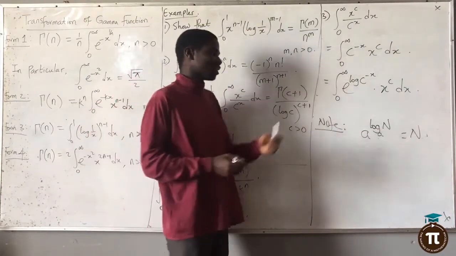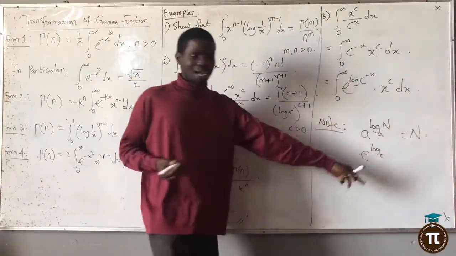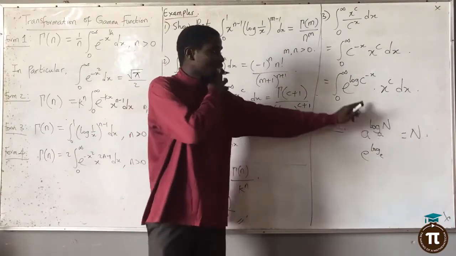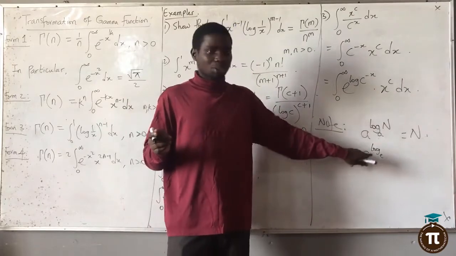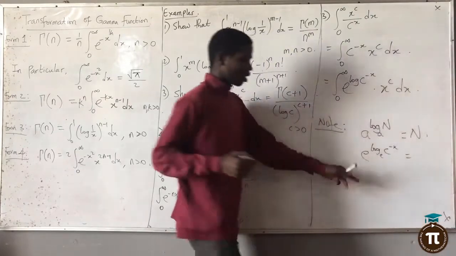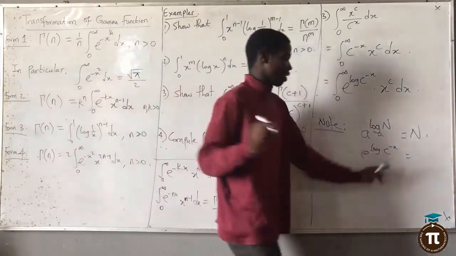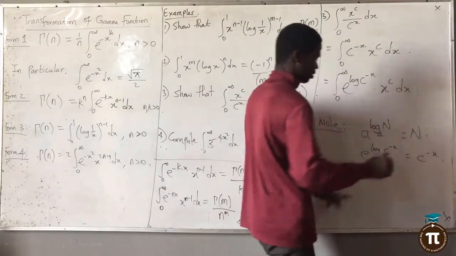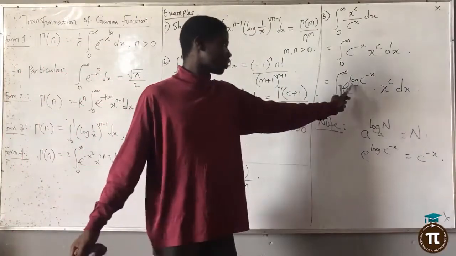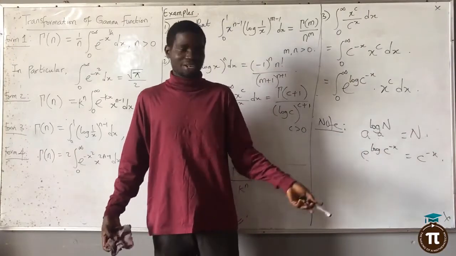Again, in this case, this is e raised to the power of log base e. When I don't write anything there, the base is e, the natural, the exponential, the Euler number. So e raised to the power of log base e of c raised to the power of minus s, I don't need to write e, is equal to what is here, c raised to the power of minus s. That's why we have e raised to the power of log c raised to the power of minus s, according to this law of logarithm.